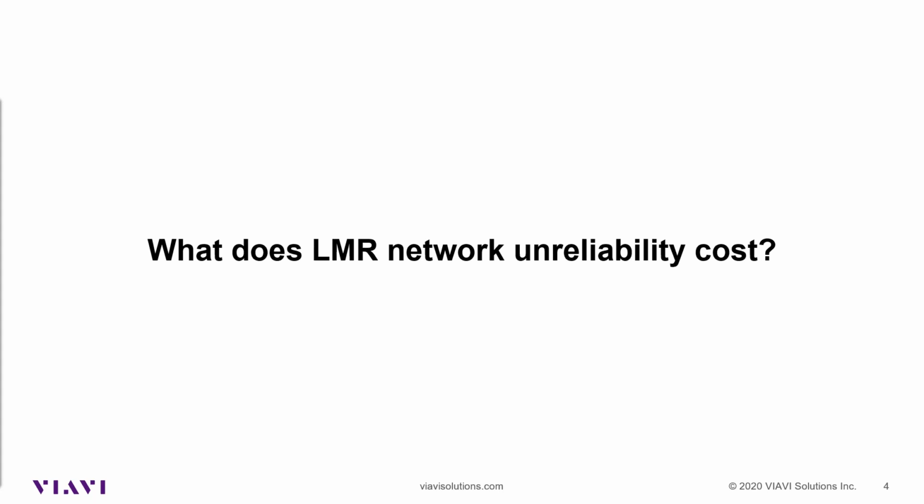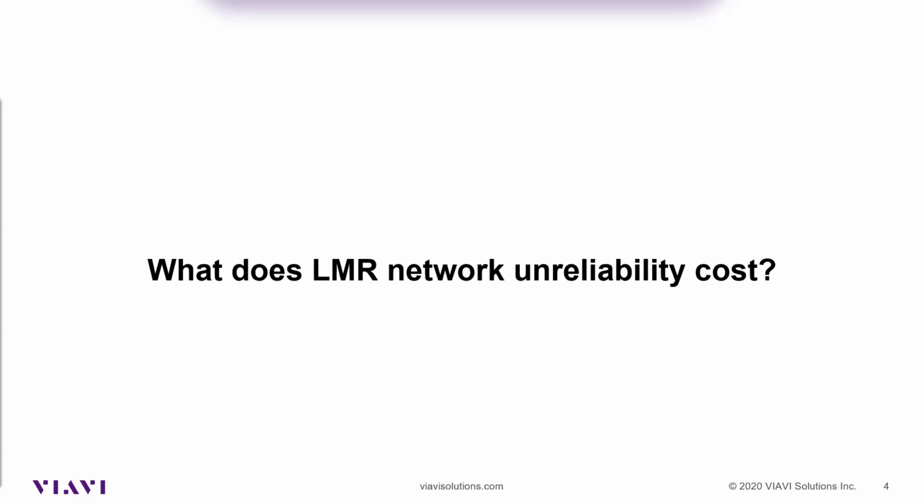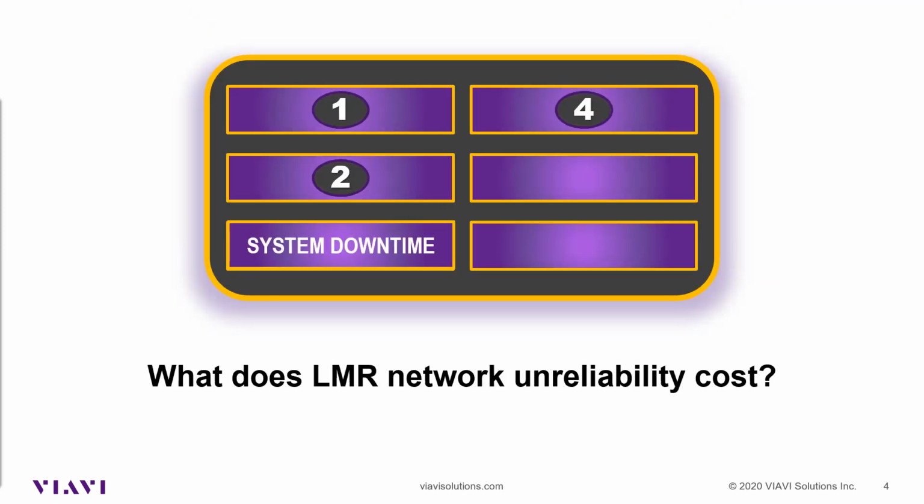First one, system downtime. If you aren't maintaining your system properly and keeping it up to par, you could experience unexpected downtime. And of course, with downtime comes huge inconvenience for our customers, our users. In some situations, it can be worse than that, worse than inconvenience. So system downtime is a potential cost of an unreliable network.